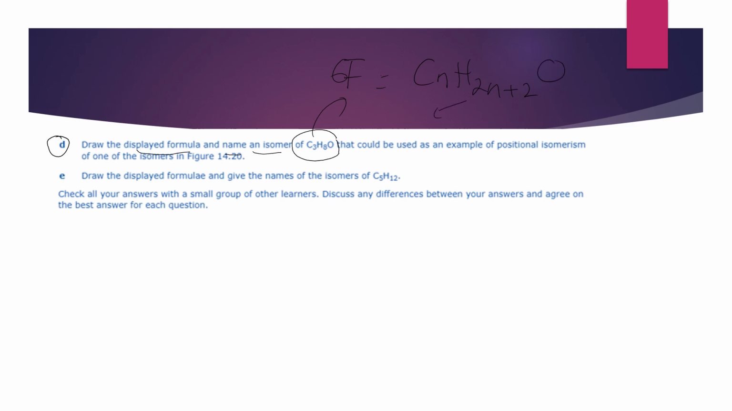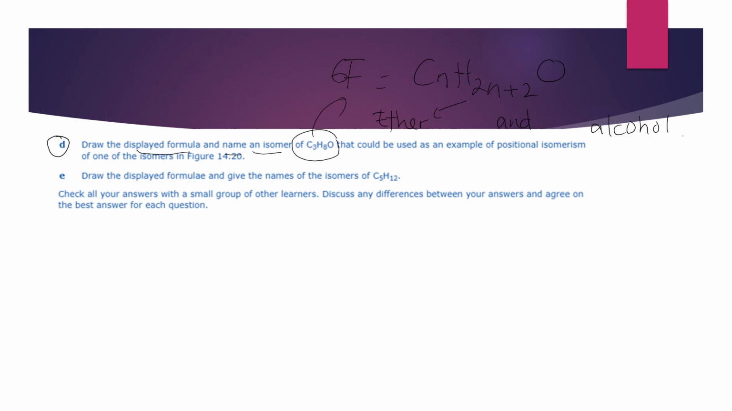Here, the general formula belongs to ether and alcohol. So you can choose one of the group substances.